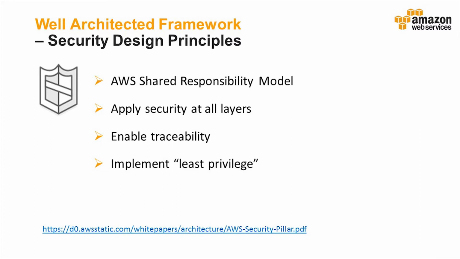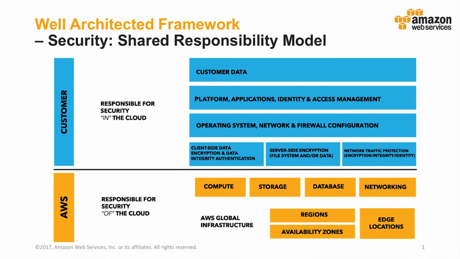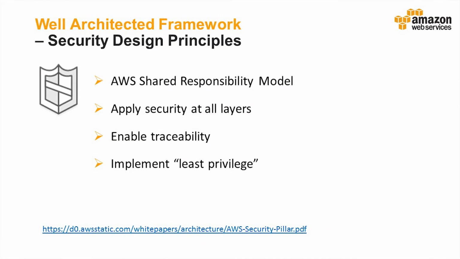The first principle is the separation of security responsibilities between AWS and AWS customers. It is called AWS Shared Responsibility Model. Under this model, AWS is responsible for security of the cloud, including AWS infrastructure, hardware resources, and the cloud services. On the other hand, customer is responsible for security within the cloud, including customers' data, applications, and operating systems the application runs on.